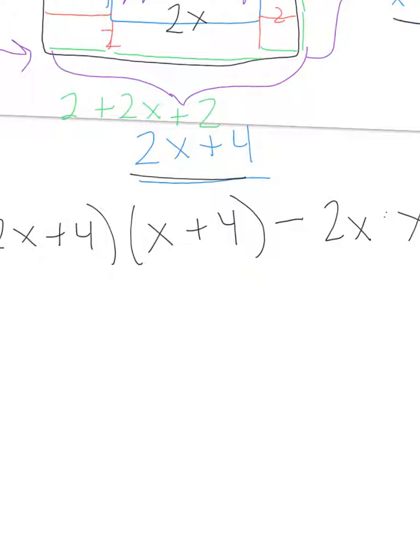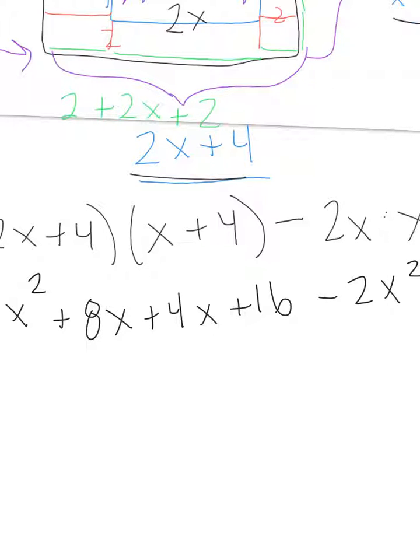I'm going to do a little bit of math here. If I FOIL 2x plus 4 and x plus 4, I'm going to get 2x squared plus 8x plus 4x plus 16, and then subtract 2x times x, which is 2x squared.